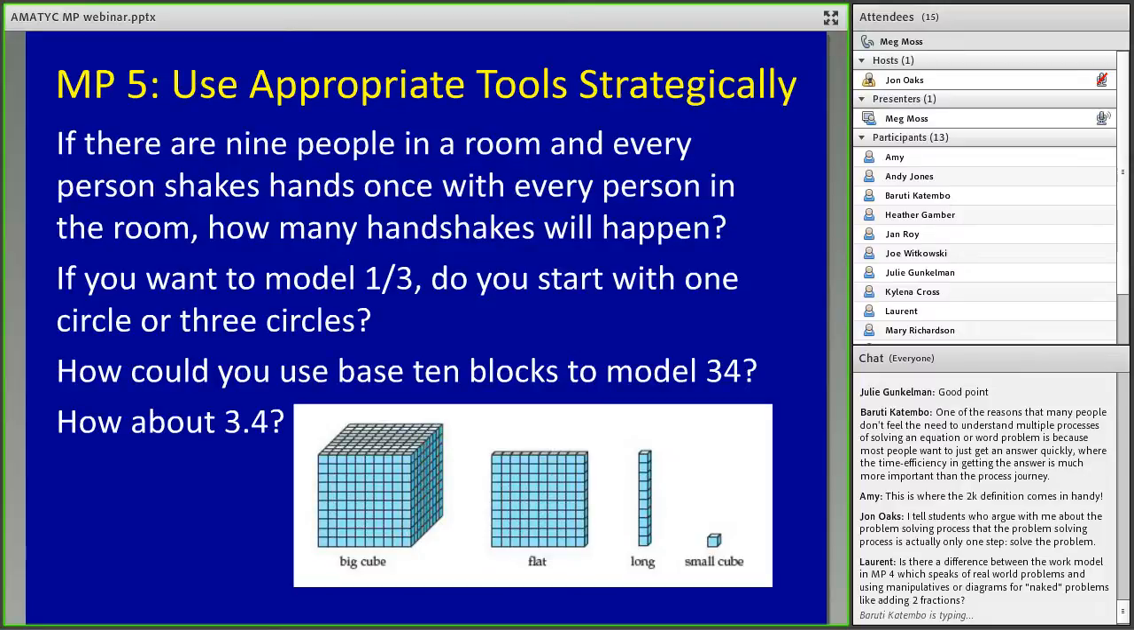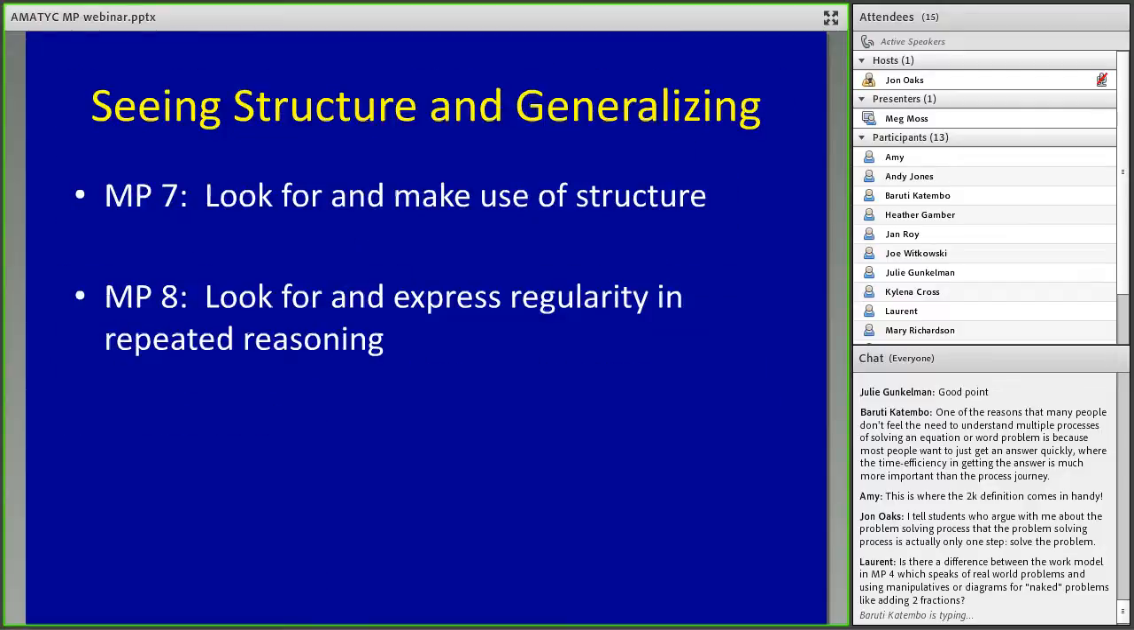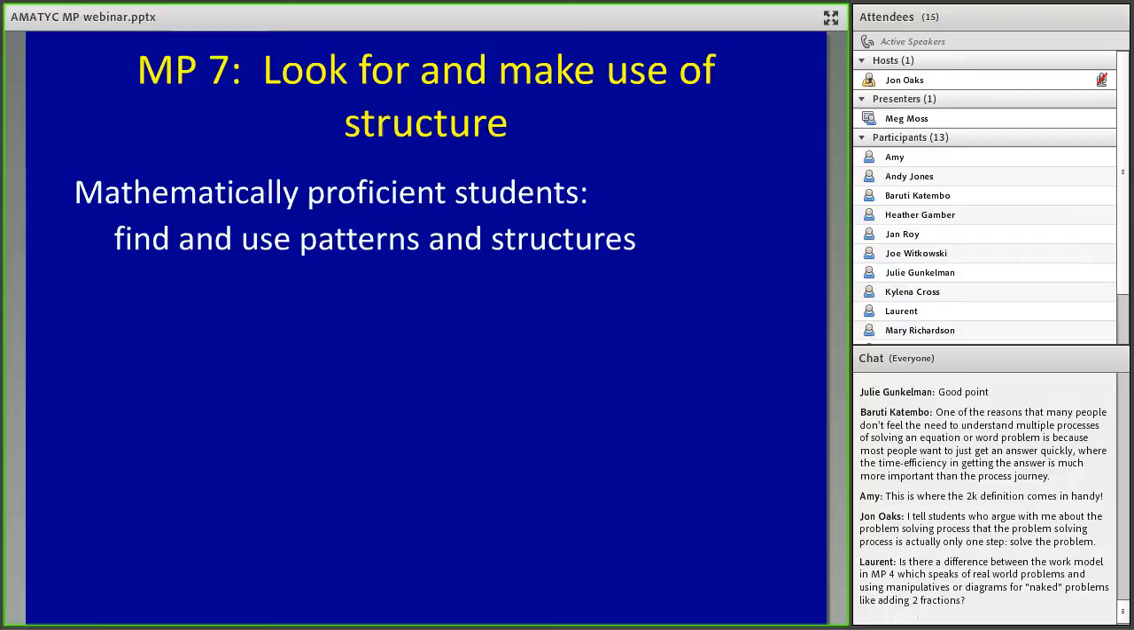Or how could you use base 10 blocks to model 34? And how about 3.4? So these are the base 10 blocks. So you could use them. You could use 3 longs and 1 small cube, or 4 small cubes to show 34. But if you change your unit to be the big cube, then how does that change it? So using these models is different. If you can use them for whole numbers, you can use them for decimals, but how you use them changes slightly, because what you let be your one, your unit, your whole, changes.